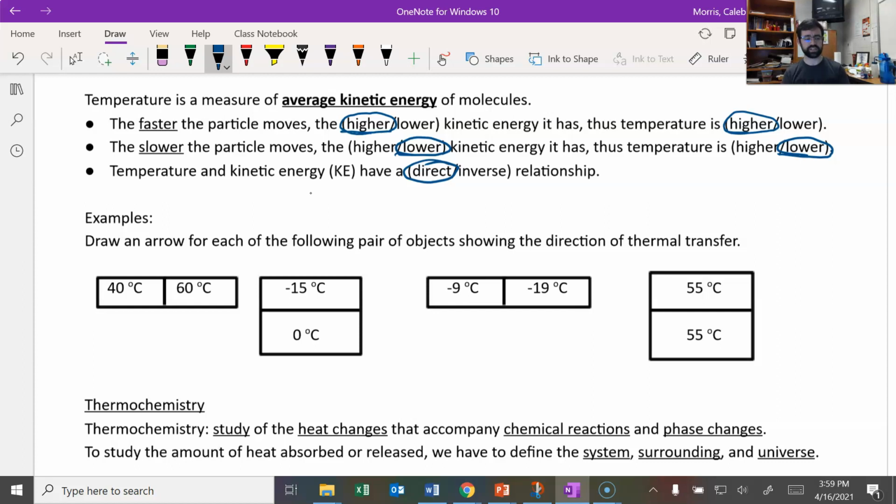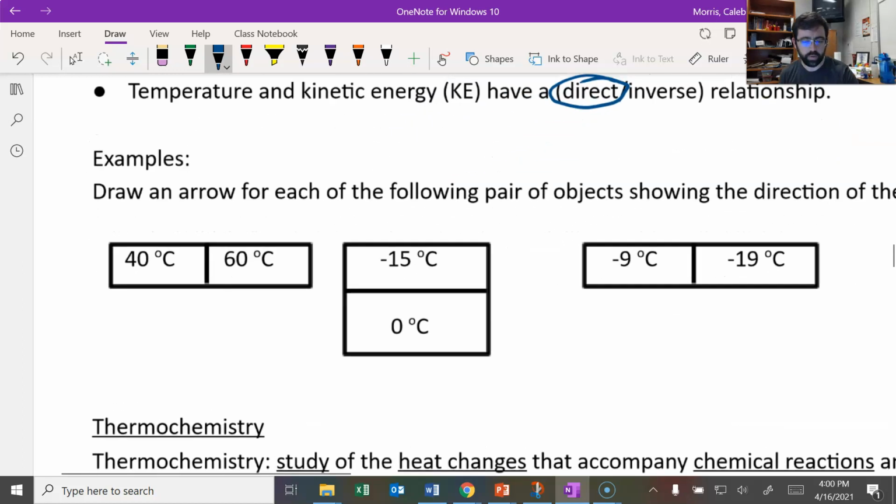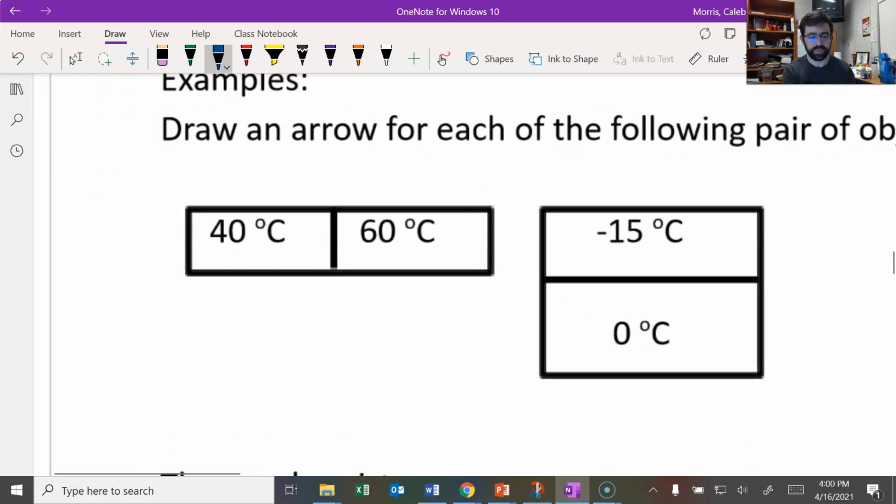All right, and then we've got a couple examples. Pause the video right here, see if you can figure this out. We want to draw an arrow for each of these pairs of objects that we're giving you the different temperatures, and draw the arrow to show which way the heat will flow, the direction of thermal transfer. Remember, heat always flows from warm object to cool object. So with this one, I've got a warmer object, 60 degrees, cooler object, 40. So the heat's going to flow that direction, from 60 to 40.